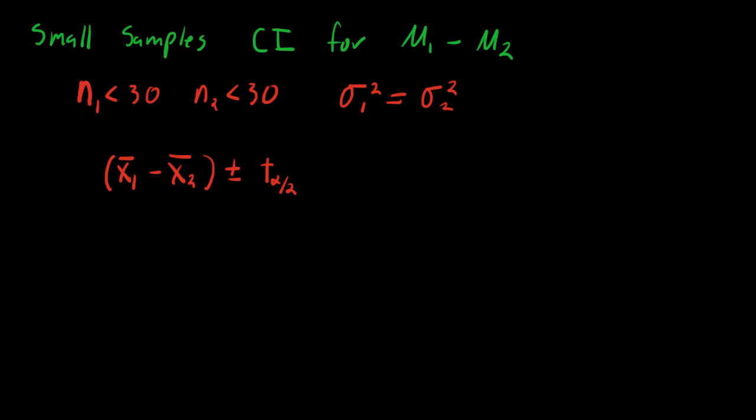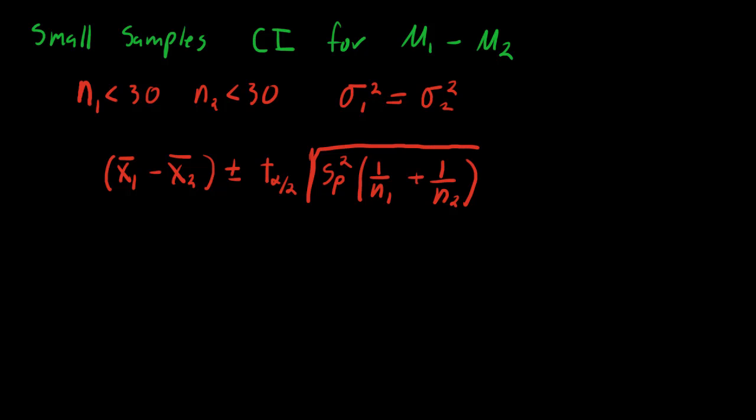So we're going to now create our standard deviation for this. And our standard deviation is going to be a new formula that we haven't seen before. And it's going to be sp squared times 1 over n1 plus 1 over n2. And that whole value we're going to take the square root of.